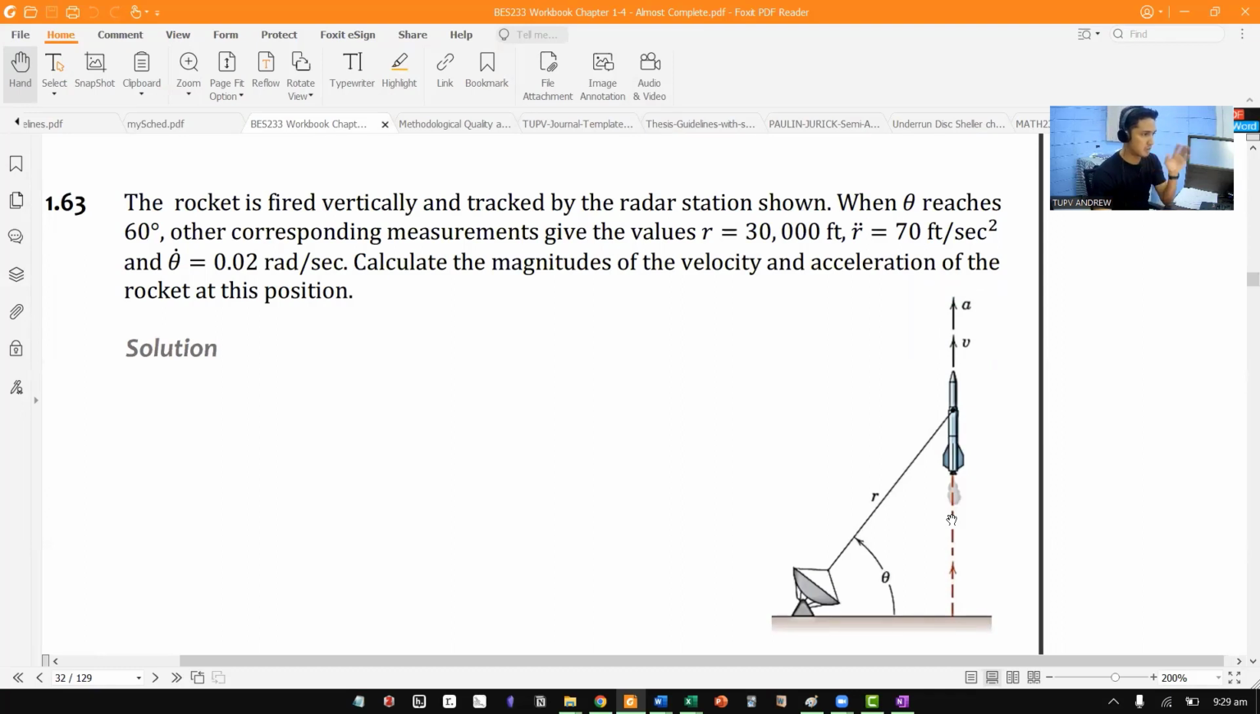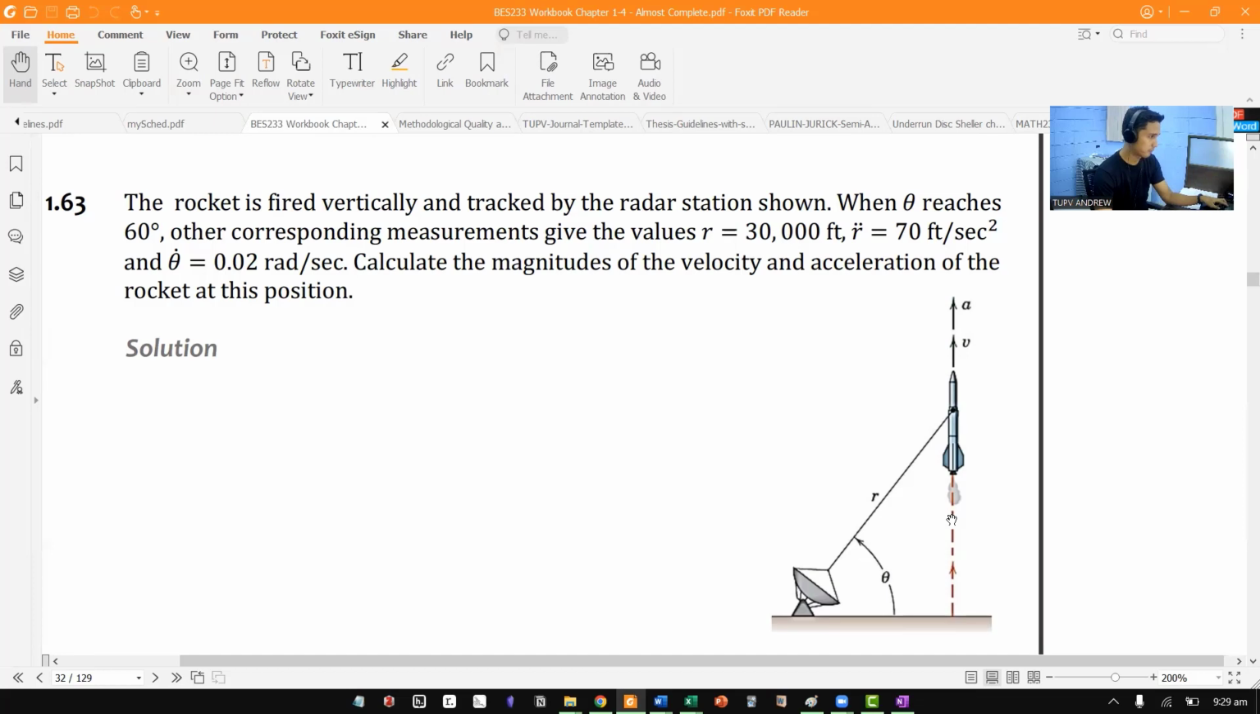So the question is, calculate the magnitudes of the velocity and acceleration of the rocket at this point. Okay. The question is magnitudes only. It doesn't ask for the velocity and acceleration vectors. If it said to calculate or solve for the velocity and acceleration, it would mean the vector quantities. But since it explicitly says to calculate the magnitudes, it means only the scalar values of velocity and acceleration are needed. Okay, so let's solve this one.